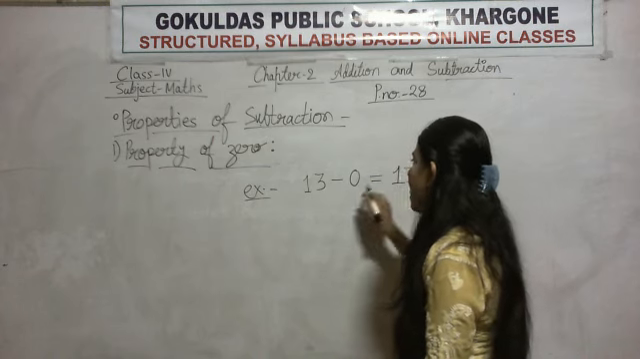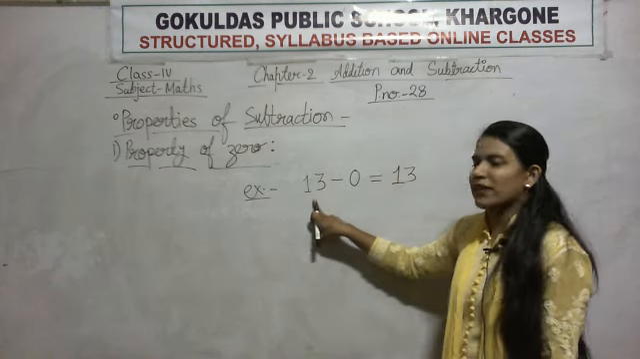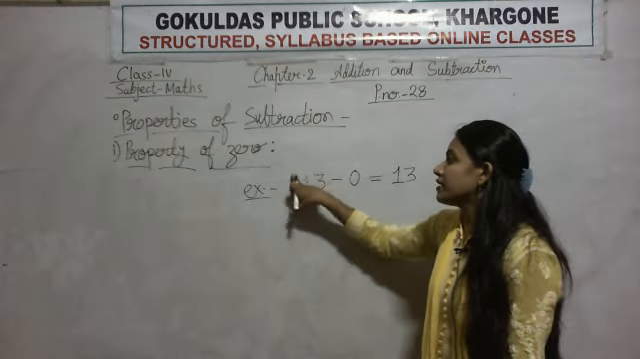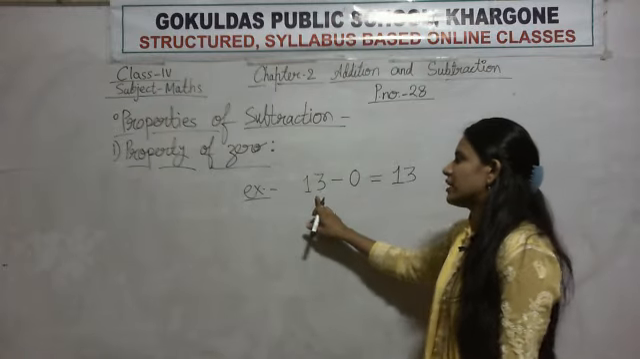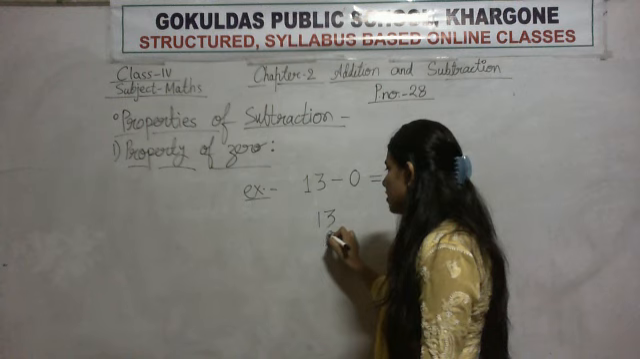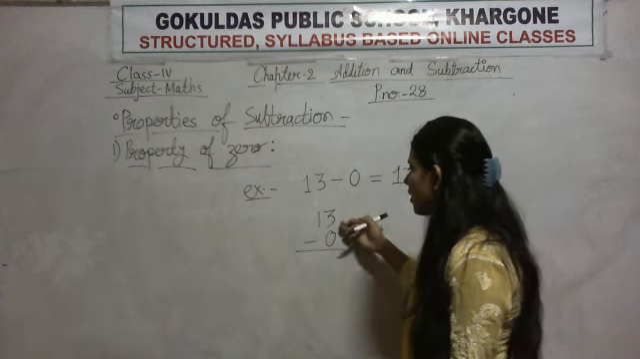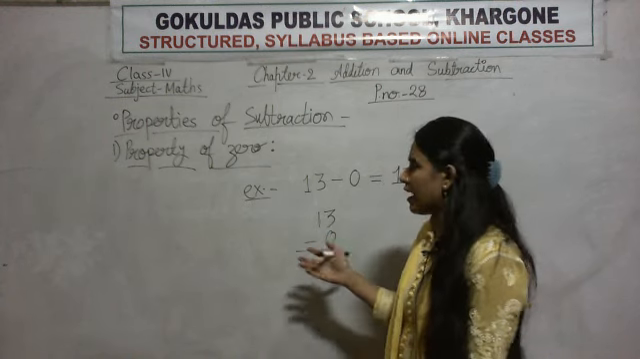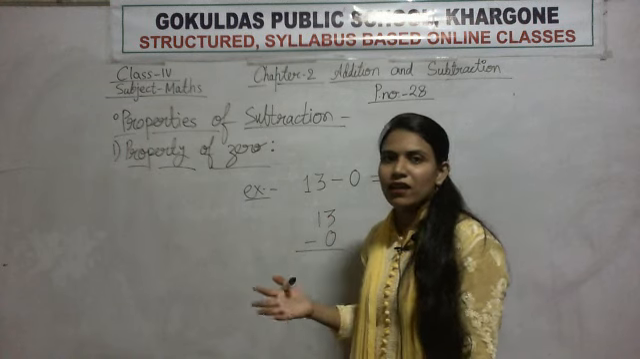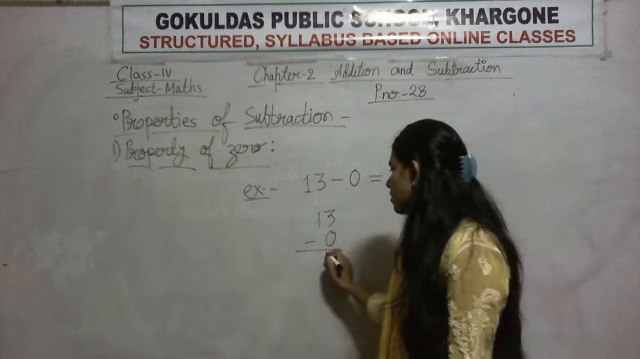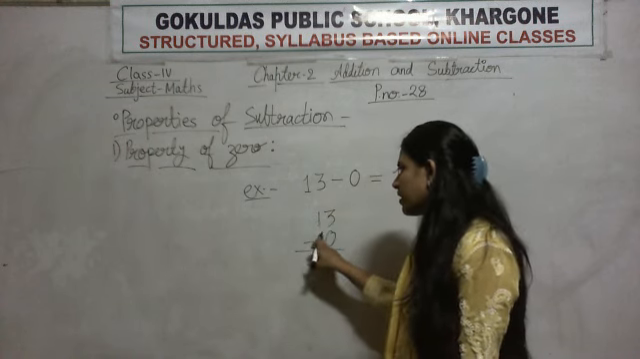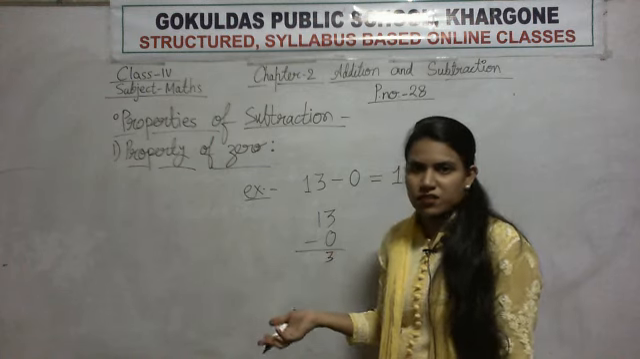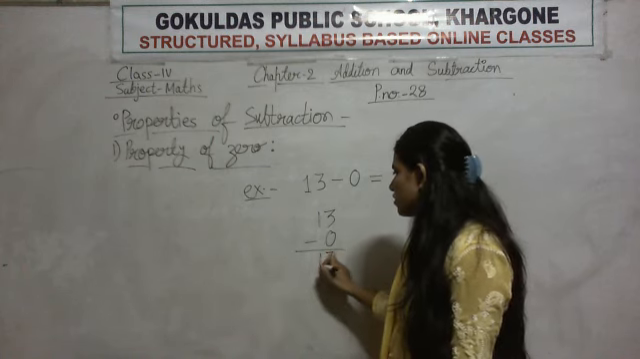The property says that if you subtract 0 from any number, you get the number itself. Let's check. Our number is 13. We are subtracting 0 from it. 3 minus 0. How many left? 3 minus 0 means nothing. 3 minus nothing, 3 is left. Here 1 minus, here nothing is there, means 0 is there. 1 minus 0 is also 1.